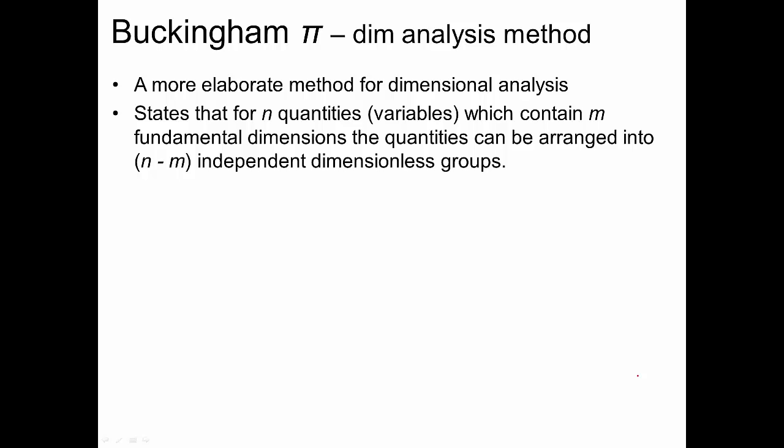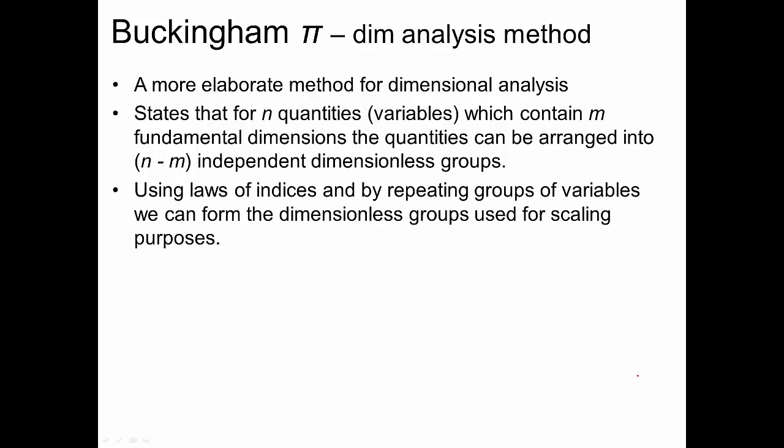So for example, we have 5 parameters and they contain 3 fundamental dimensions, mass, length and time. We can arrange those 5 variables into 2 groups. And what we do is we use the law of indices. We'll take 2 different sets of those n variables and raise them all to certain powers, and then we will equate the indices such that the index for length, mass and time is equal to 0. So it's got no dimensions.